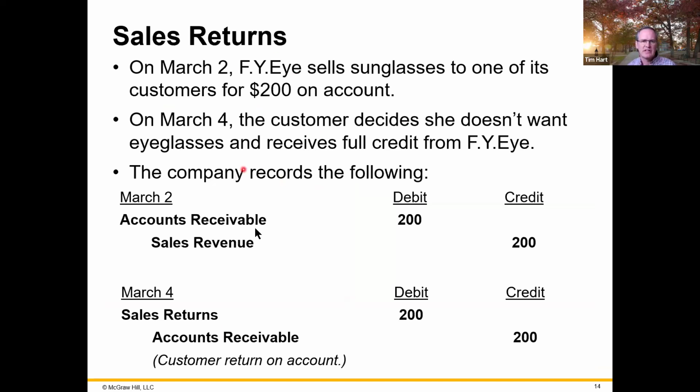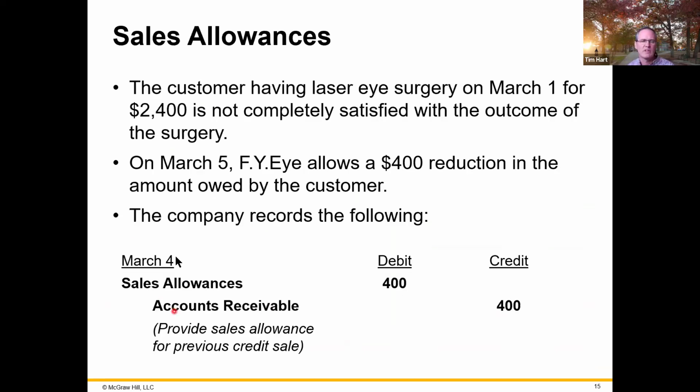Okay, so sales return here, pretty straightforward. We're just undoing the sale on account. We didn't want it, just undoing it. The allowance is they make that same sale, but now they come back in, they're a little bit unhappy. It's like, all right, hey, you know what? We'll knock $400 off of what you owe us, and we're going to record it as a sales allowance, which will be reported as a contra revenue account.